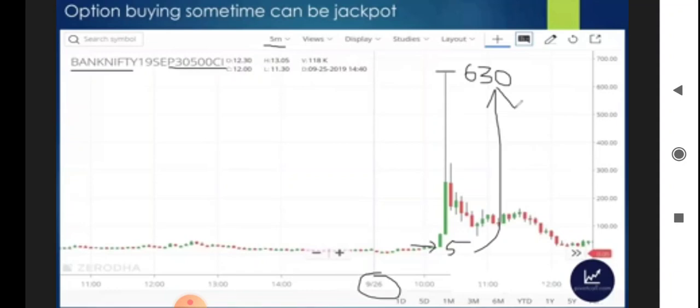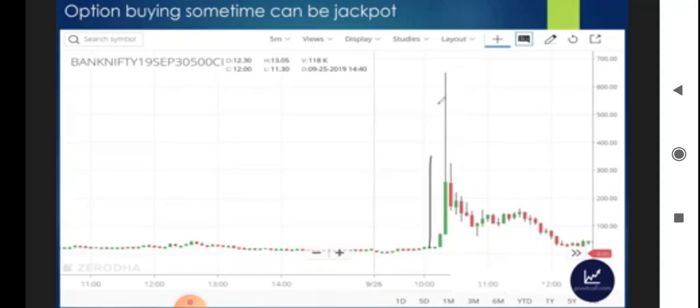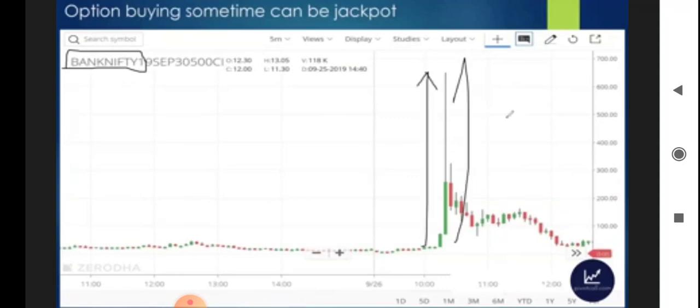If you invested 5,000 rupees by buying the 5 rupee call option, just imagine how much profit you would have made within 15 minutes. That is what I said, it's like a jackpot. But remember, option price will not go up or down just like that. For that, the underlying has to move. What is the underlying here? Bank Nifty is the underlying, right? So if Bank Nifty makes a big move, then your option price also can go like this.